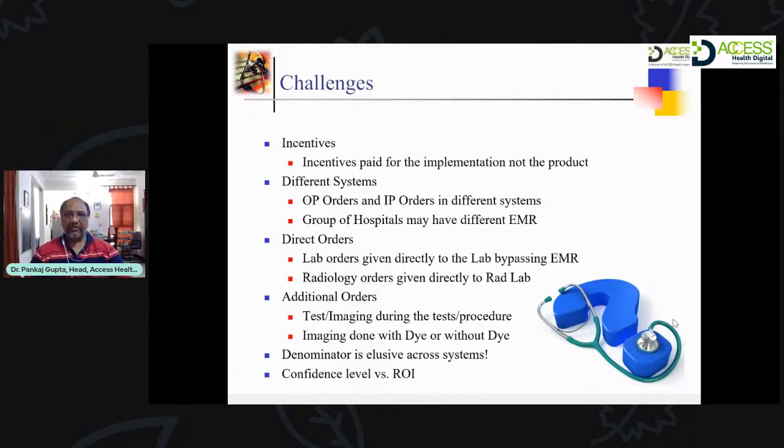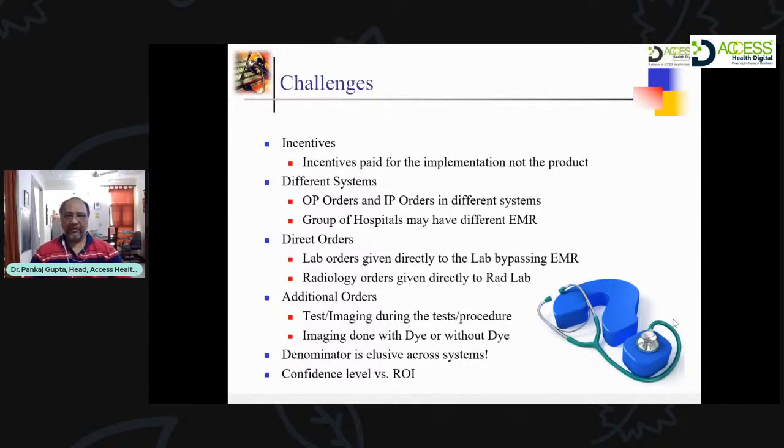If you can't bring the orders together, then you will not be able to have a decision support system that is intelligent enough to tell you. So if there is a duplicate order, an order given in outpatient and an order given in inpatient, and these are duplicate orders, the system doesn't know it, because these are different systems, and it will not be able to throw an alert.